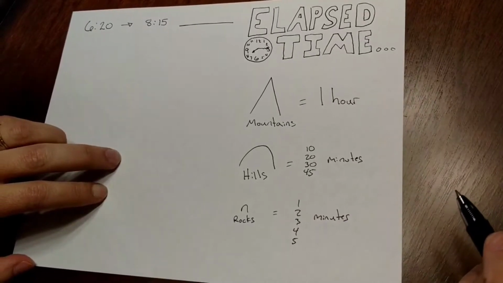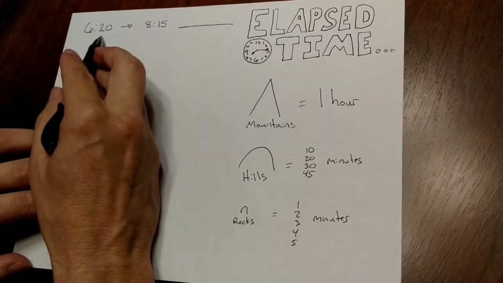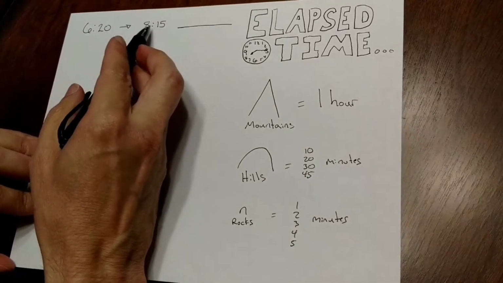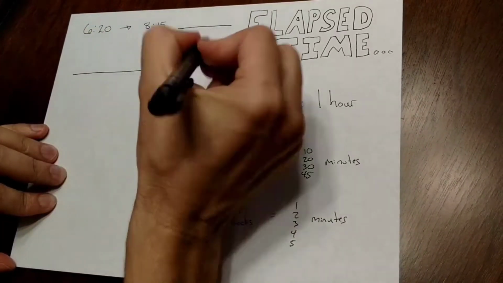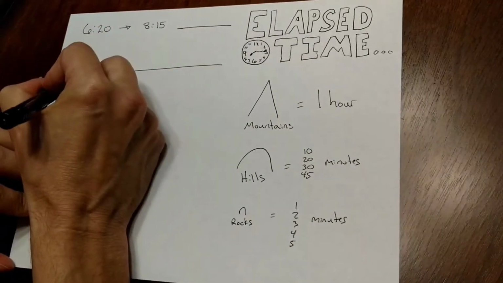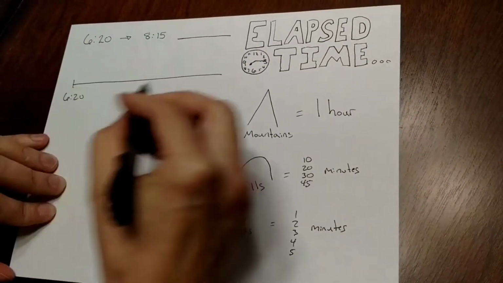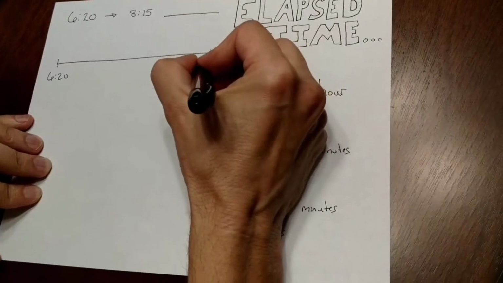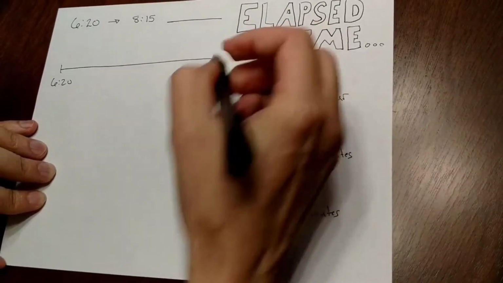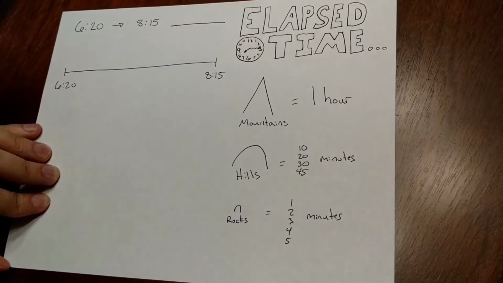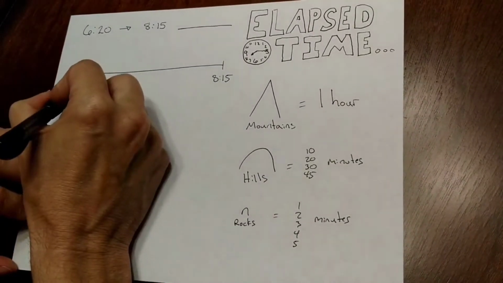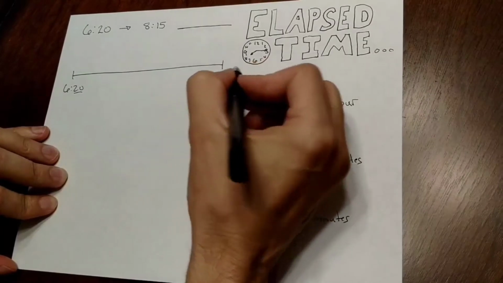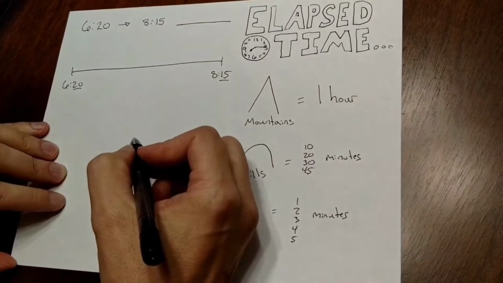So Shyla and I left at 6:20, and we returned home at 8:15. We're going to use a number line to help us calculate the time that passed. We're going to start with the time we left, and we're going to end with the time we returned. The first thing we're going to do is match up with our minutes. So we started at 20 and we want to get to 15, and we're moving forward.